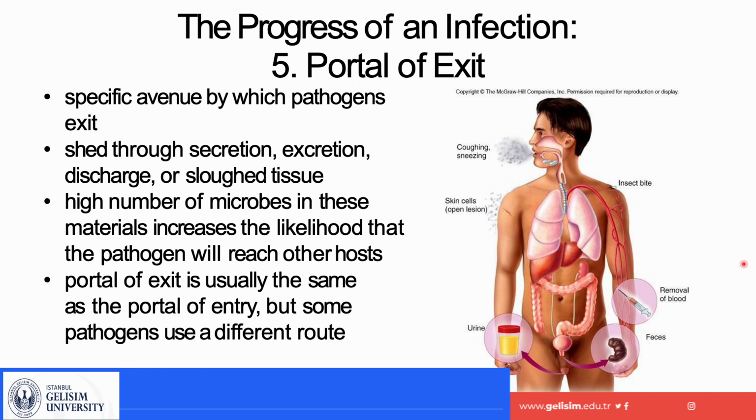So again, pathogens are able to exit through, as we said in the last slide, secretions, excretions, discharge, or even tissue that falls off. The higher the number of microbes in these materials, the higher the likelihood that the pathogen will reach another host. The portal of exit is usually the same as the portal of entry, but some pathogens use a different route to exit the host.